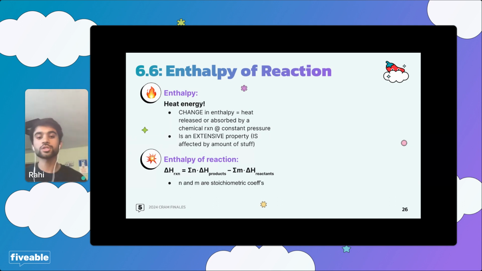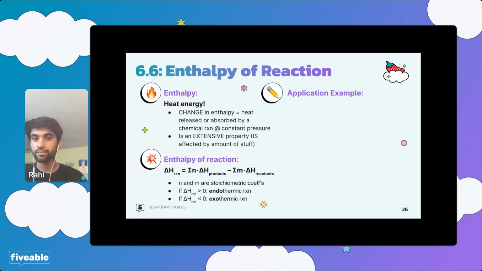N and M are just stoichiometric coefficients. It depends on how many moles of each particular thing you're using in one instance of the reaction, right? And like I just said, if delta H of the reaction is greater than 0, you have an endothermic reaction. And if delta H of the reaction is less than 0, you have an exothermic reaction.